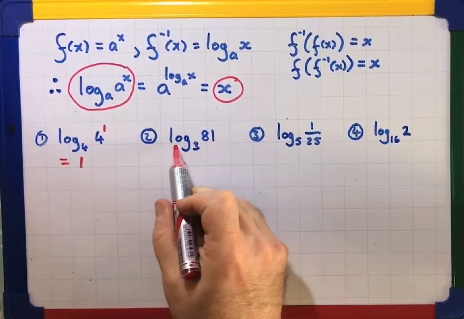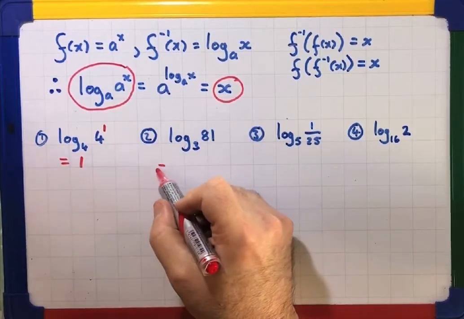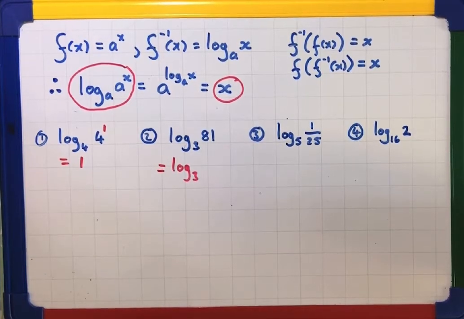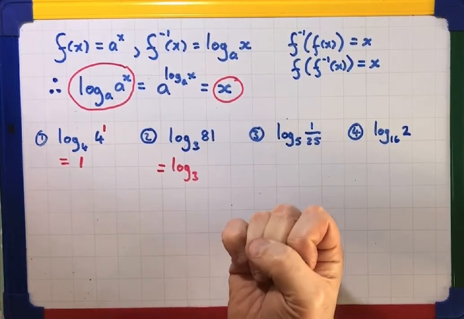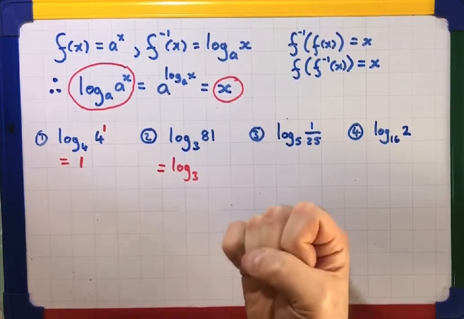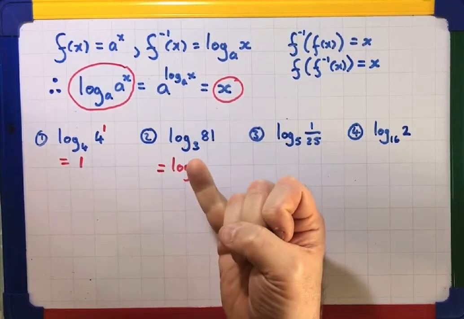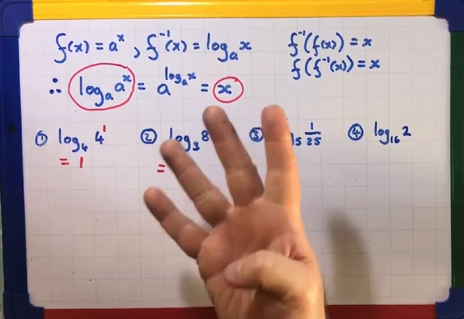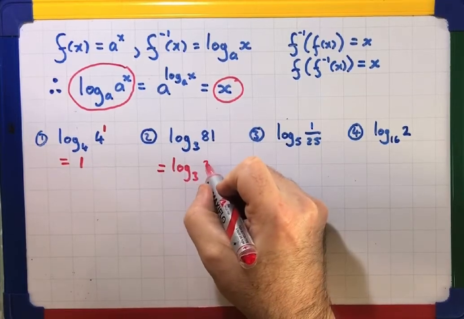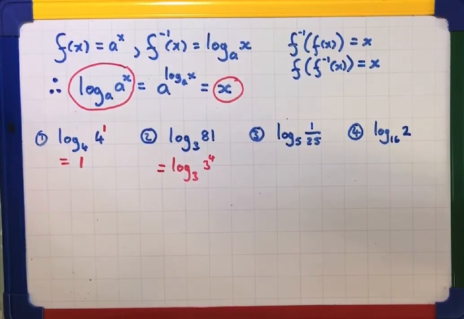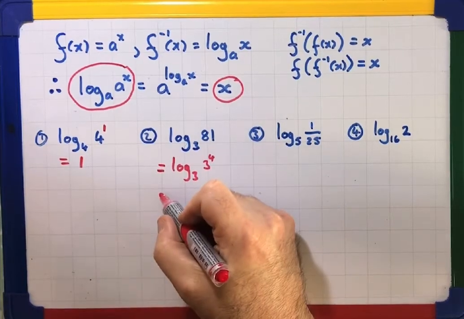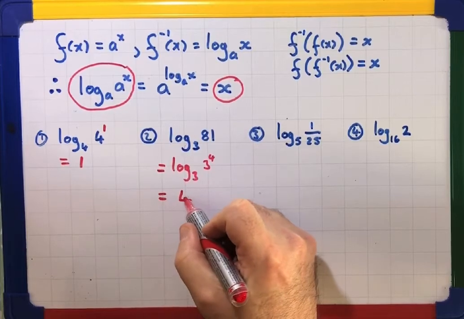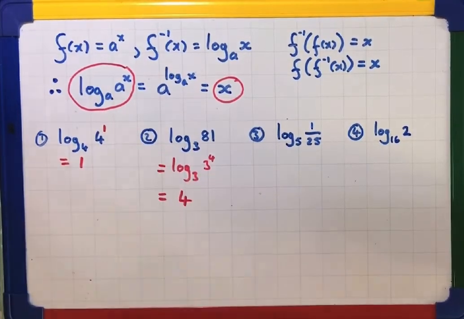This, we've got to write it as a power of 3. Because it's log to the base 3, we must write it as a power of 3. I tend to use fingers for this because 81, if you're going up, you're multiplying by 3 each time. So 3, 9, 27, 81. So that's 3 to the power 4. You're multiplying 3 four times to get to 81. Okay, so now we've got it in that form, we can just write 4 using that again.